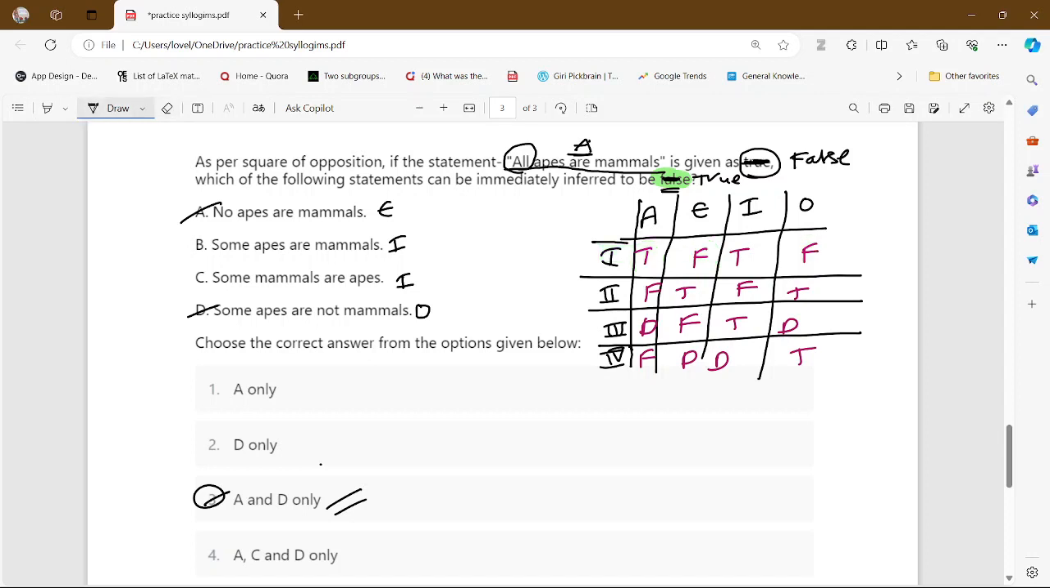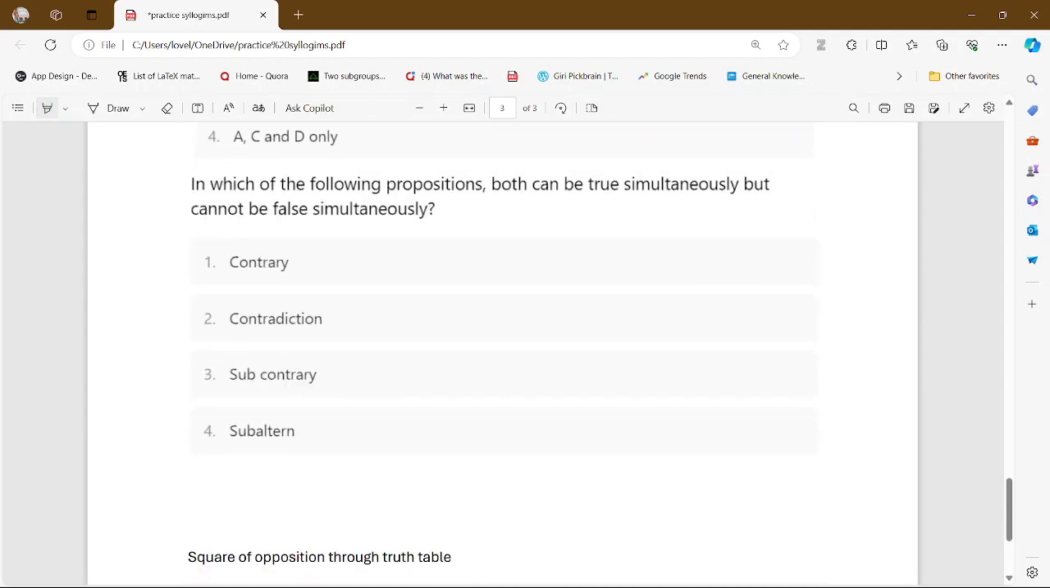Now we have to identify where the A statement is becoming false. In the second column, the A statement is becoming false and they are asking about true. So which statements are true? Again, E and O are true. So in this case also, option A and D will be the right answer. Understood? So you can solve these kind of questions very easily if you remember that.